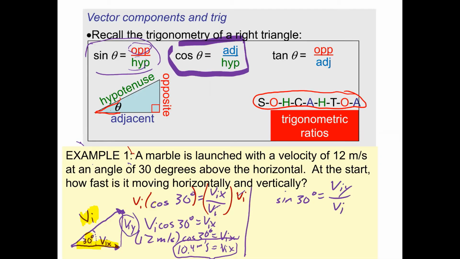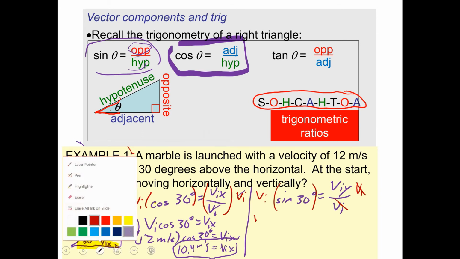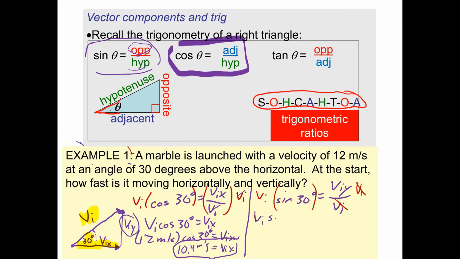Okay, this is just not working out like I'd like it to be, but we'll get through it. To solve that, I'm going to multiply both sides by VI so that that cancels, because I'm solving for the vertical component. And so I get that VI sine 30 equals VIY. So that would be 12 meters per second.